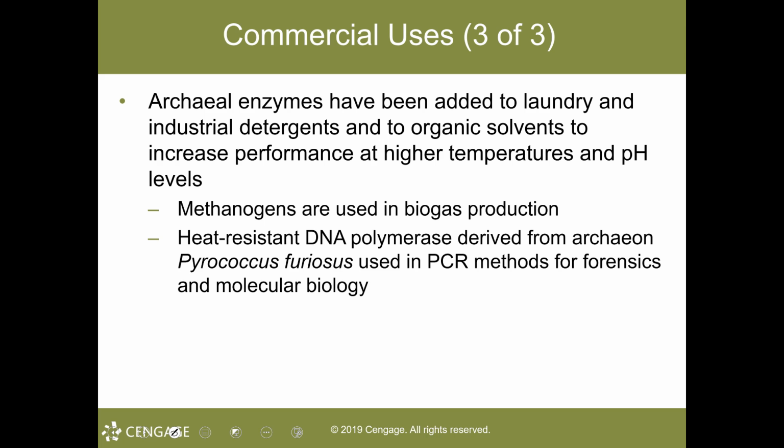And then we can also use methanogens in biogas production, but one big one is using heat-resistant DNA polymerase derived from bacteria found in those geothermal vents. So Thermus aquaticus is used in PCR for forensics and molecular biology because, of course, that DNA polymerase can withstand those high temperatures.